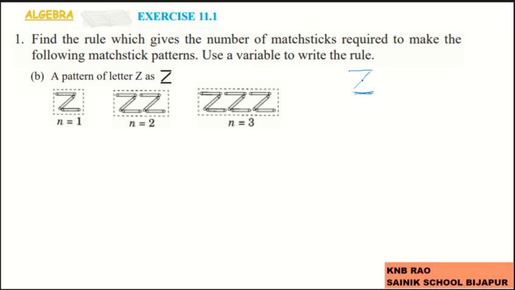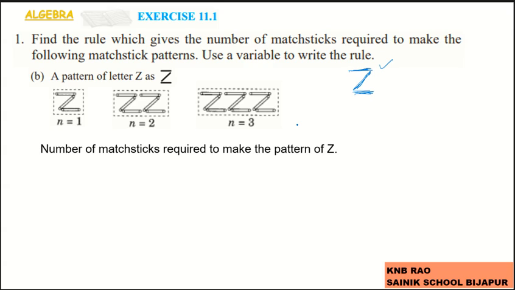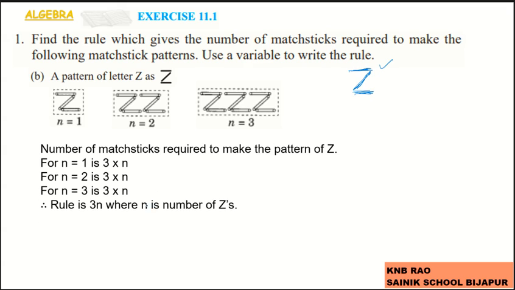When we form one Z with 3 matchsticks, we are using matchsticks this way. So to form one Z I need 3 matchsticks, to form 2 Z's I need 6 matchsticks, to form 3 Z's I need 9 matchsticks. Now you could identify what is the pattern. Number of matchsticks required to make the pattern of Z will be certainly 3n, where n is number of Z's that we are forming.